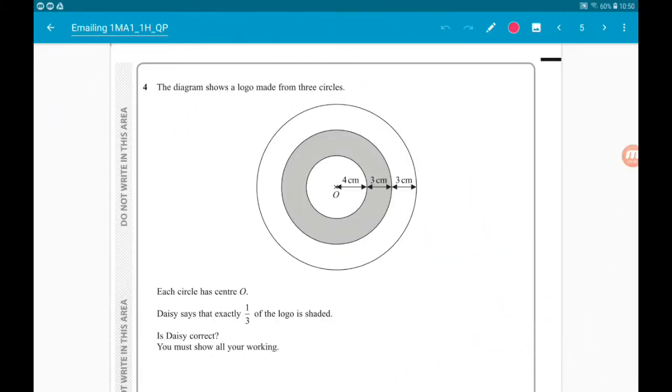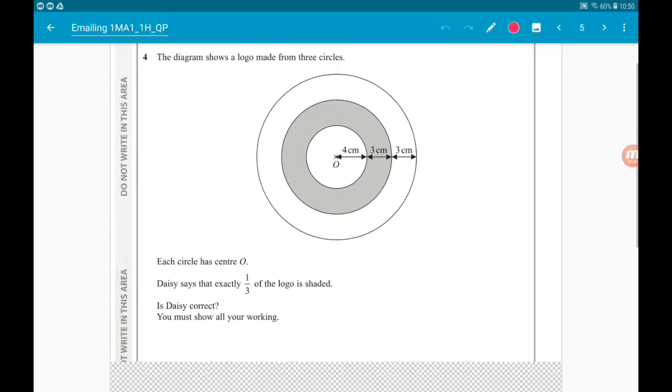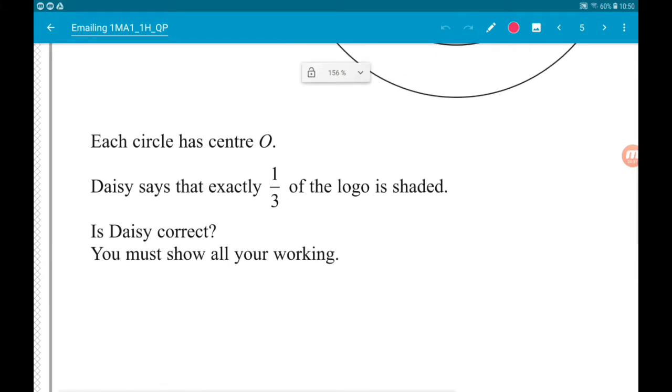Okay, number 4. The diagram shows a logo made from 3 circles. Each circle has centre O. Daisy says that exactly 1/3 of the logo is shaded. Is Daisy correct? You must show all of your working. Okay, so we're going to need the area of a circle, definitely. So area of a circle is pi times the radius squared.